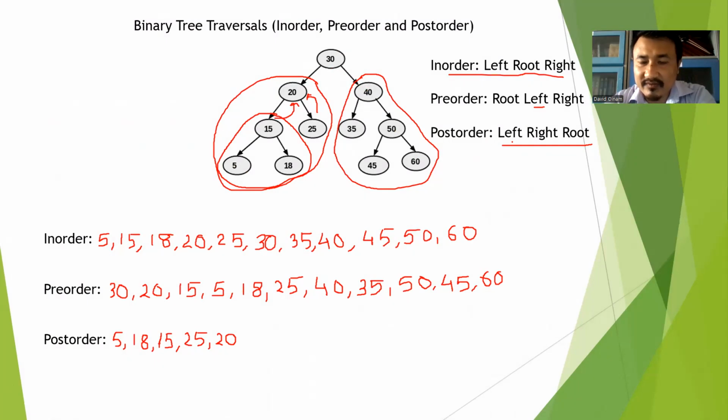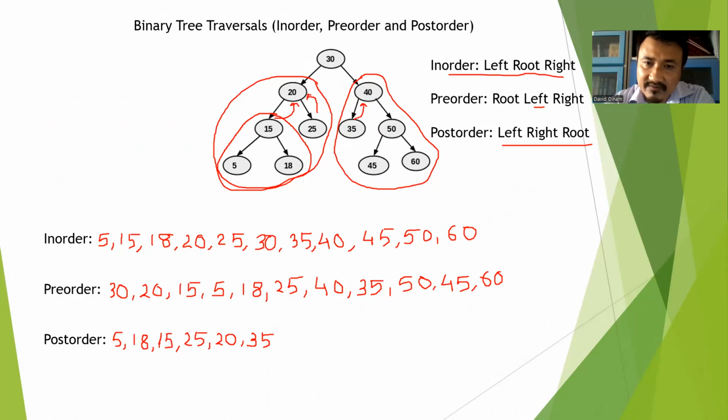But here again, we have to follow left, right, and root. For the node 40, for this subtree, 40 is the root node. Here, left child is 35, and 35 is a leaf node. So directly you can write 35 here. From 35, you have to backtrack to the root node again. What do we have to follow? Left, and then right, and then root.